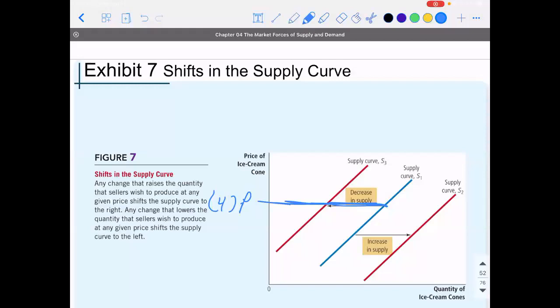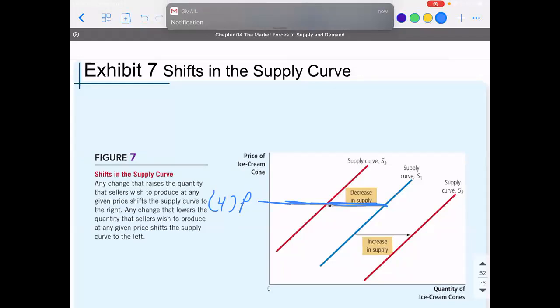Well, why is that? Well, there's a number of factors, but sorry, it's not people are buying less. Sorry, sellers are selling less. Why is it that sellers would all of a sudden sell less at $4 than they were previously? Something had to have changed. Well, one thing could be that their costs have changed.